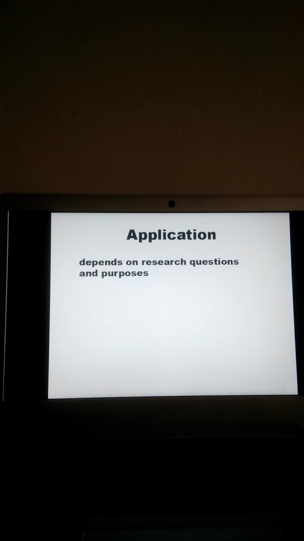And the final part is application. That is, how should I use this knowledge in my future study? I think it depends on my research questions and purposes. Since in my future study, I will focus on narrow reading and vocabulary. So this is my main topic.